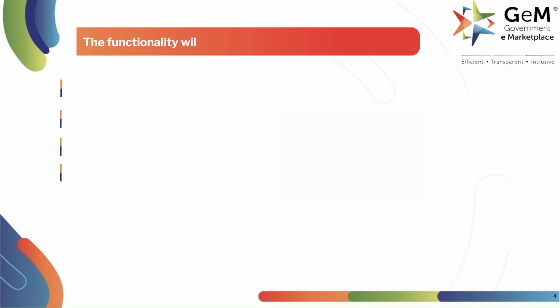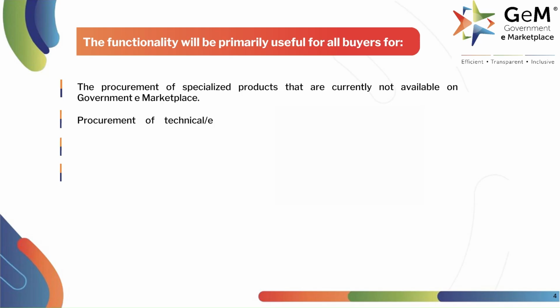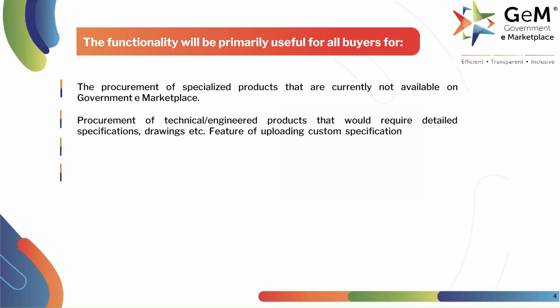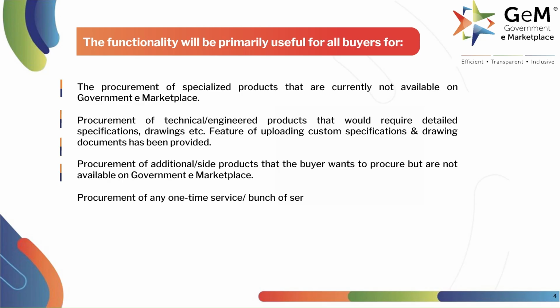The functionality will be primarily useful for all buyers for the procurement of specialized products that are currently not available on Government e-Marketplace, and procurement of technical, engineered products that would require detailed specifications, drawings, etc. The feature of uploading custom specifications and drawing documents has been provided. It is also useful for procurement of additional, side products that the buyer wants to procure but are not available on Government e-Marketplace, and procurement of any one-time service or bunch of services such as site survey, one-time audit service, one-time training, etc.